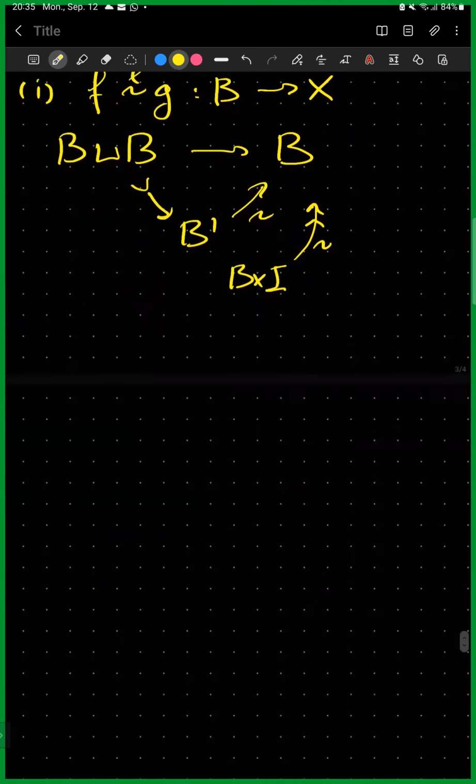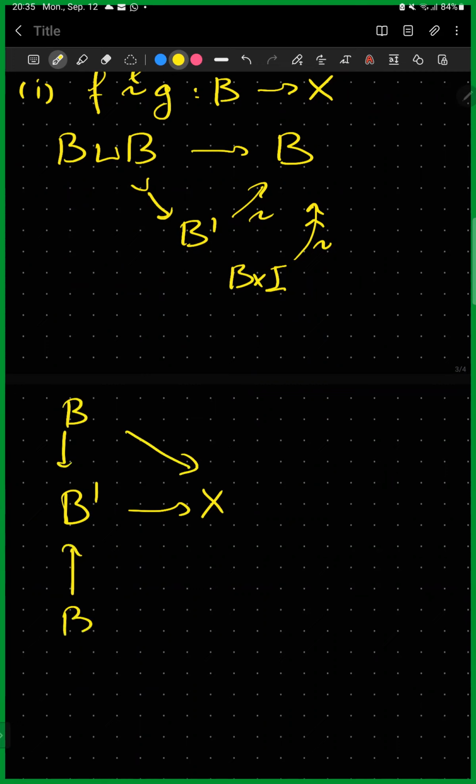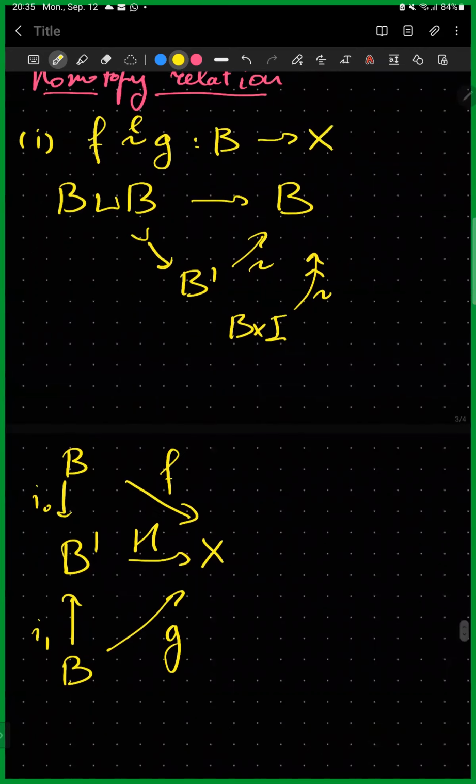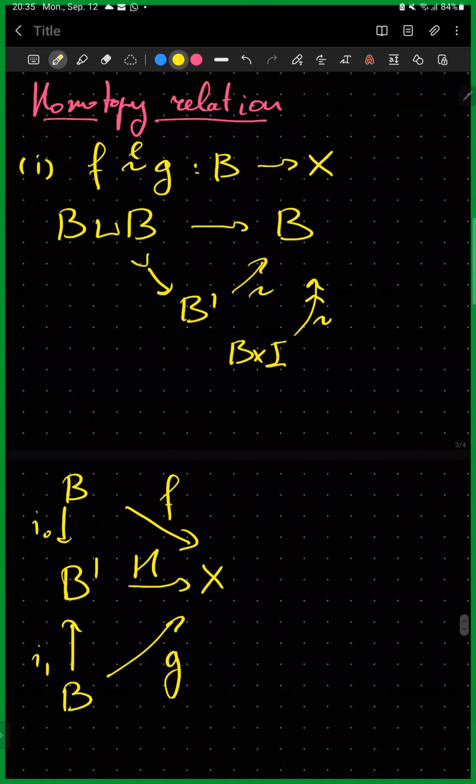So the notion of left homotopy then is that for some cylinder object we have a map H such that it fits into the following commutative diagram, where I0 and I1 are just maps of the components of this coproduct.